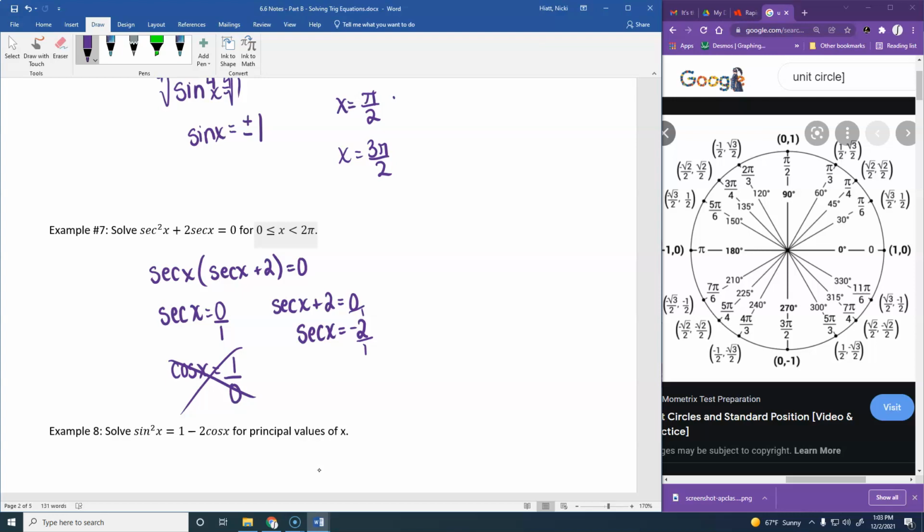But over here, if secant is negative 2 over 1, cosine would be negative 1/2. And cosine does equal negative 1/2. Where does that happen? 2 pi over 3. Where else? Because this one tells us to look at the whole unit circle. 4 pi over 3. So we'll get 2 answers here.